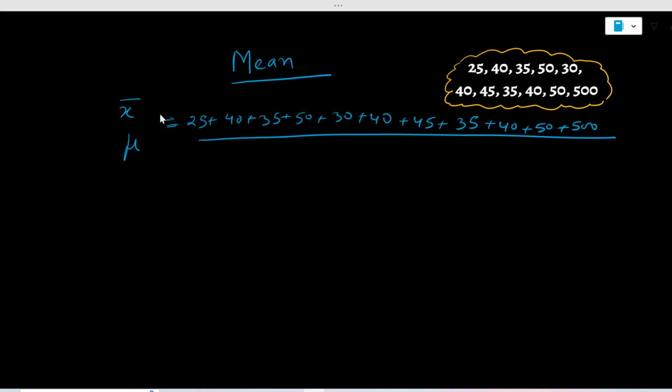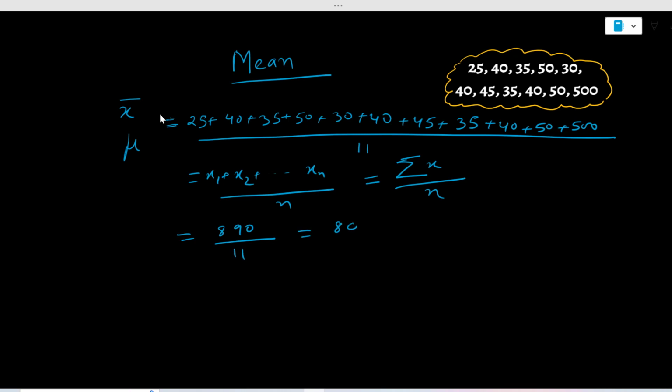In this case, we have 11 values, and what we have to do, we have to sum up all the values and divide by the number of values. This we can denote as x1 plus x2 plus xn divided by n, right? And it can also be indicated with the help of sigma function or summation x divided by n, right? So in our case, what is the mean of this data? It is equal to 890 upon 11, which comes around 80 point something.